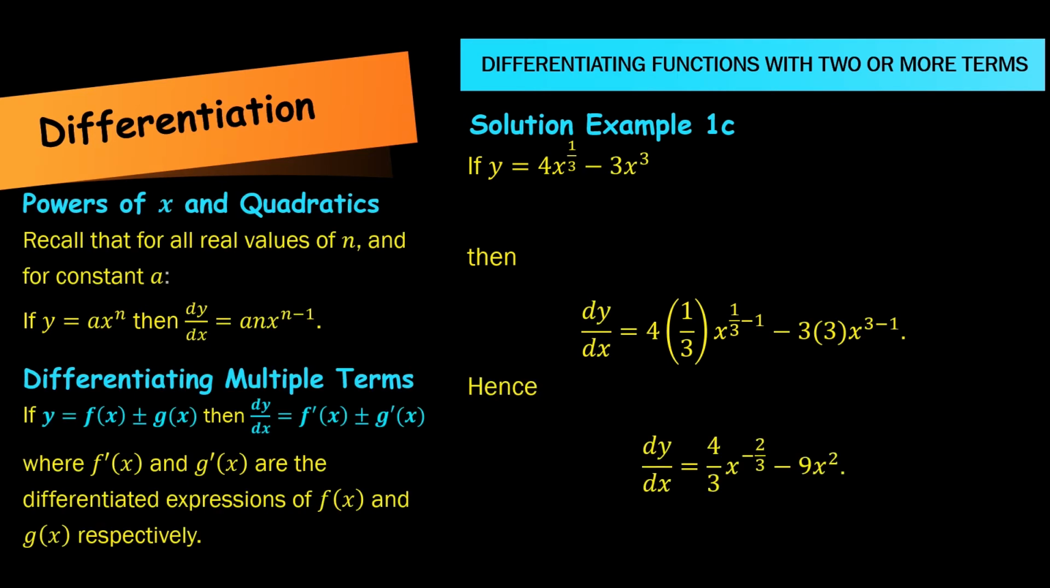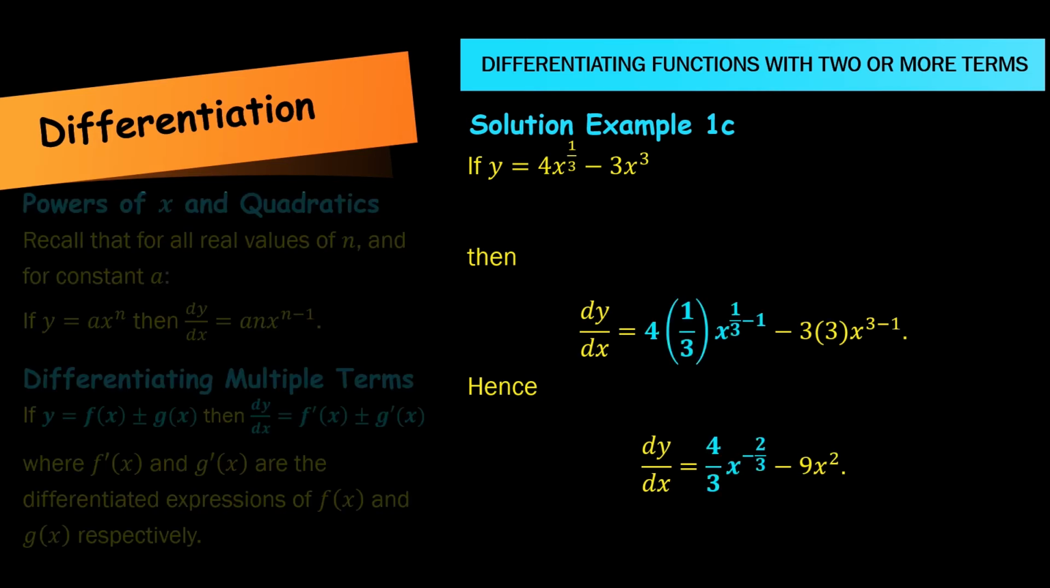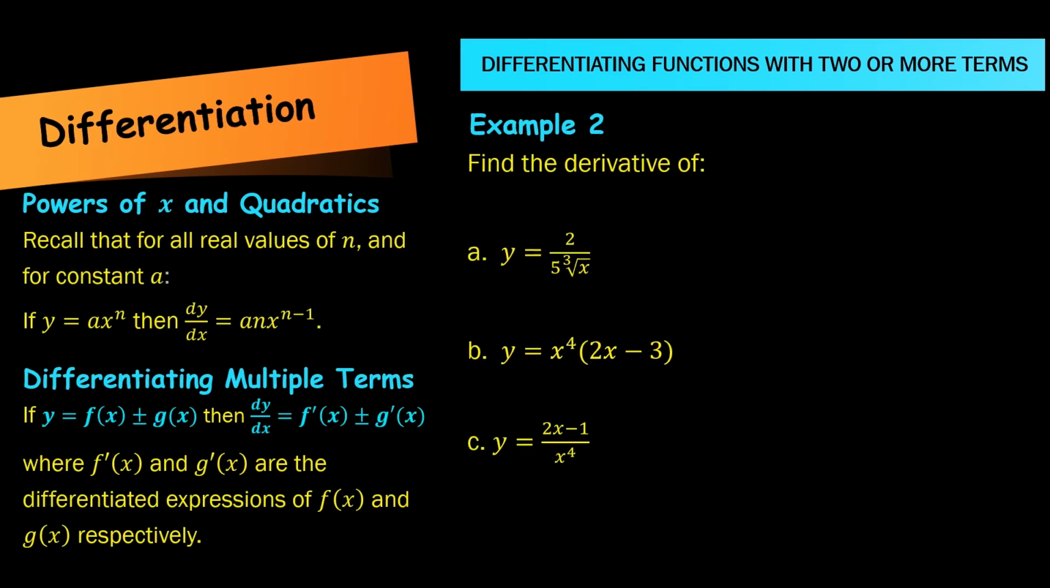And so tidying up gives us that dy dx is equal to 4 thirds x to the power minus 2 thirds minus 9x squared. Now let's take a look at another example. Pause the video and have a go. Press play when you're ready to view the solutions.